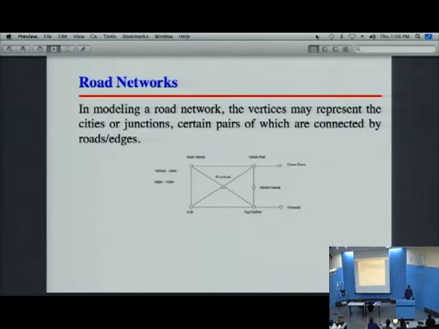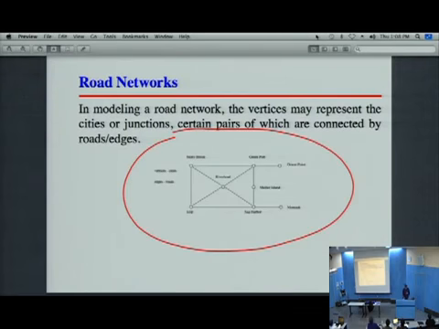Here is an example of a network. This is a road network, where the vertices represent cities, and there is an edge if there is a direct road between those two cities. Does everybody see this? The vertices are cities, the edges are roads. Why might one want such a network? Why would someone care about thinking about this thing as a graph? Yeah, for a GPS.